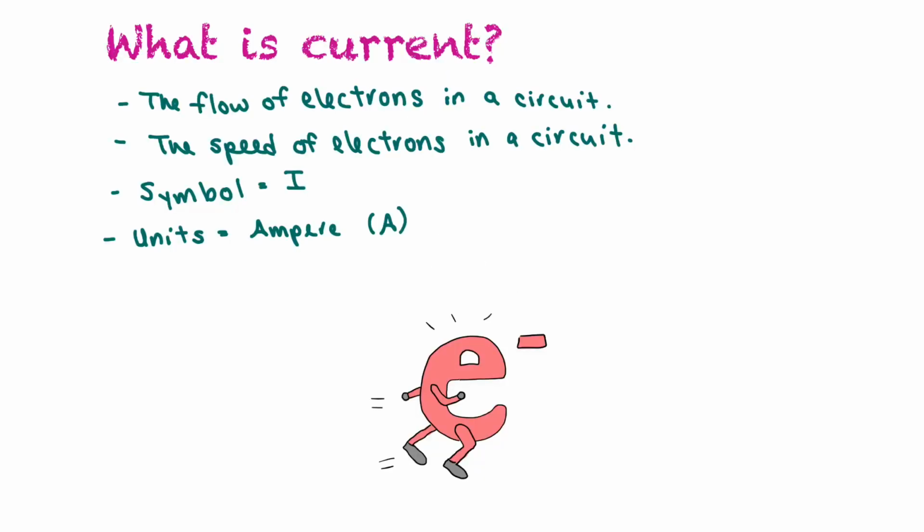So current is the flow of electrons in a circuit. It's also the speed of the electrons traveling through the circuit. And the symbol for current is I. And the units for current is amperes or amps. And the letter symbol for the unit is A, capital A. So we can see here the electrons are speeding through the circuit.